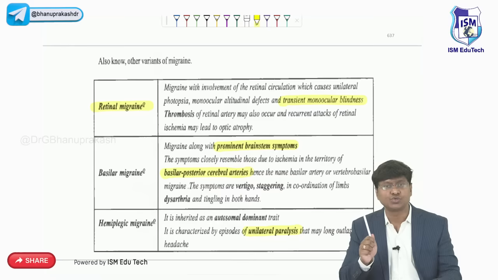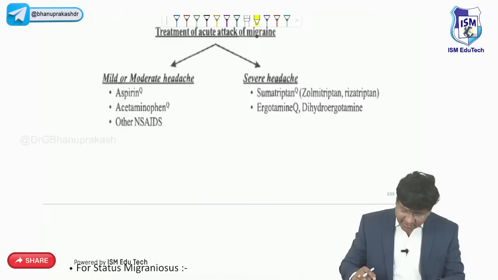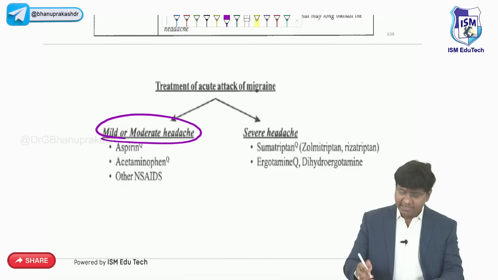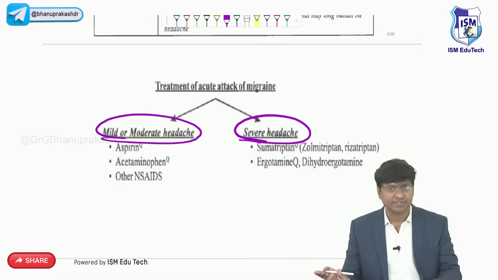And finally, the treatment. What is the drug of choice for an acute attack of migraine? If it is mild to moderate, we give NSAIDs. But if it is a severe form of acute attack of migraine, then we give sumatriptan. Sumatriptan is the drug of choice.